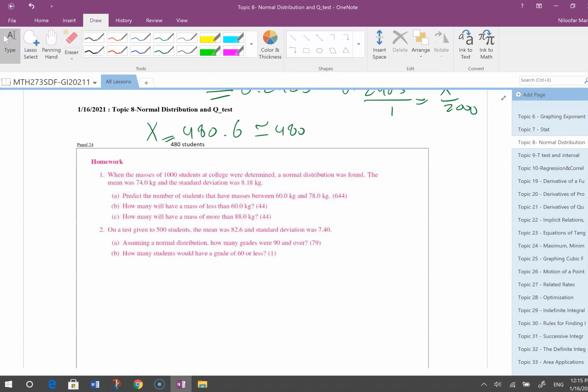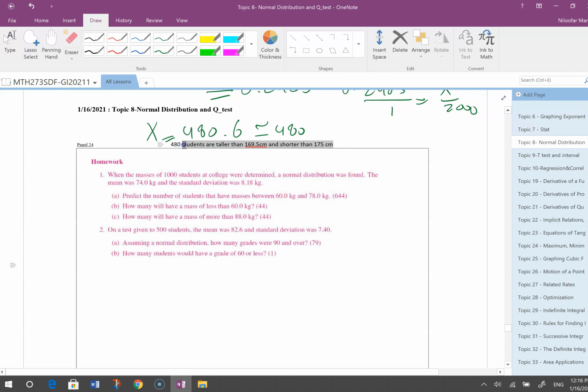Yeah, 480 students are taller than 169.5 and shorter than 175 centimeters. So I make sure that I use the unit.